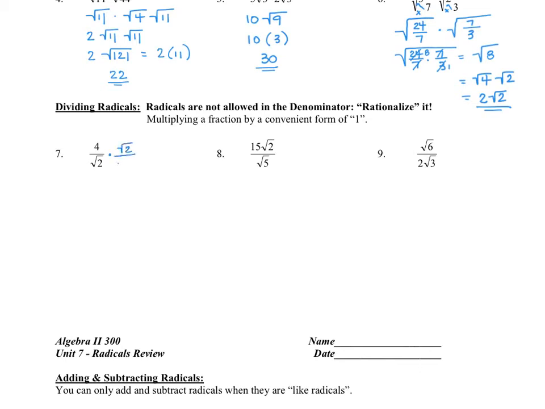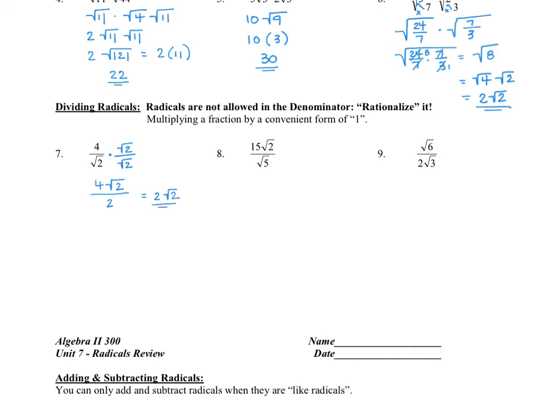So if we take a look at example number 7, if we multiply both the numerator and the denominator by the square root of 2, which is essentially just 1, we haven't changed the problem. So in the numerator, we have 4 times the square root of 2, and in the denominator, we have the square root of 2 times the square root of 2, which is the square root of 2 squared, which is just 2. And then when we simplify, we end up with 2 square root of 2.